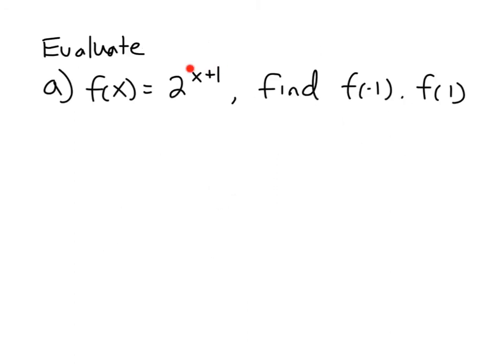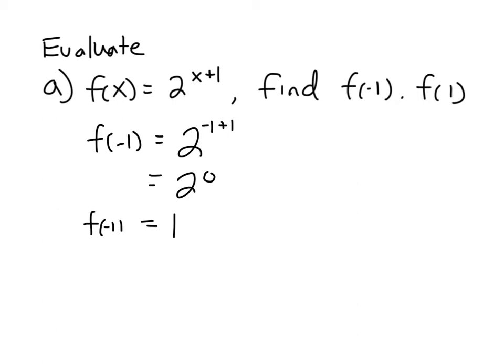So say we have to evaluate 2 to the power x plus 1, and let's evaluate it at x equal to -1 and x equal to +1. So let's go ahead and do this. Start with -1. I'm going to plug in -1 for x, so I'll have 2 to the power 0. Now anything to the power 0 is equal to 1. So f of -1 equals 1.